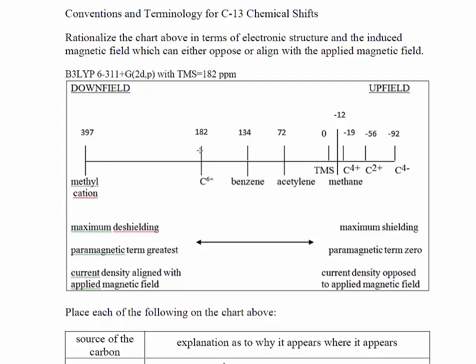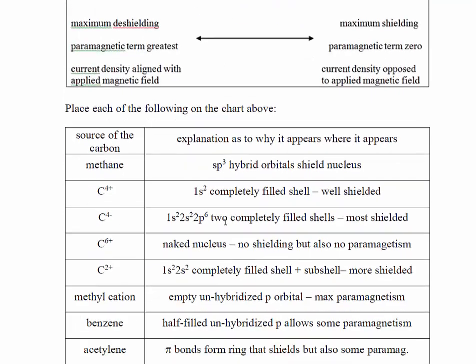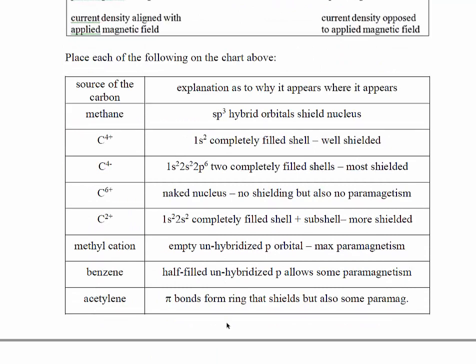So there's no shielding going on, but there's also no paramagnetism going on. So you could also think of this as sort of the balance point in the spectrum. Everything to the right of C6+ would be shielded to some degree. Everything to the left of it would be deshielded. I've filled out the table here with these explanations. You can take a look, pause the video, or add to your notes here at this point anything that you missed from my verbal explanation.